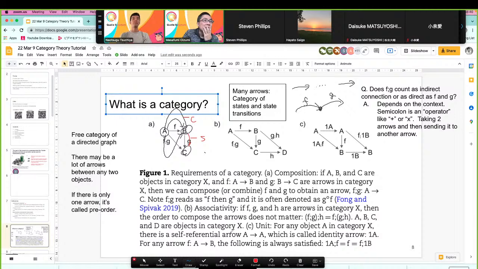Formally, every pair of these compatible arrows must have another arrow, but it's possible that two different pairs map to the same arrow. So if you compose F and G and you get an arrow H, you could also compose F dash and G dash and also get H. But the composition operation must send those two pairs to an arrow that's in that category. Otherwise, it's not a category. But it depends whether or not that suits your application, depends on the interpretation.